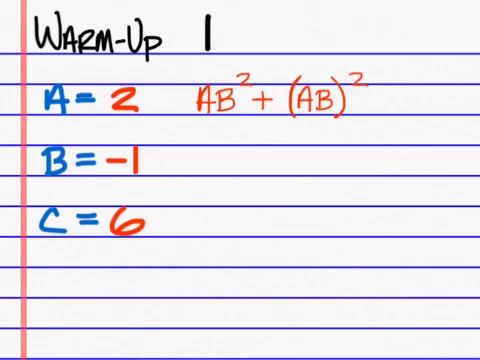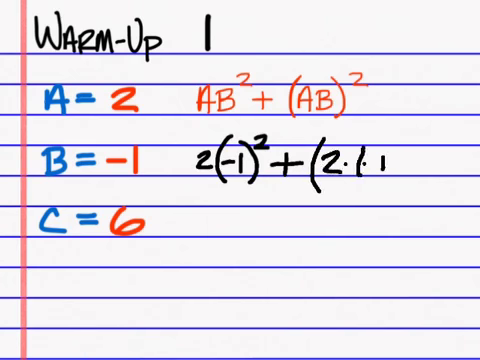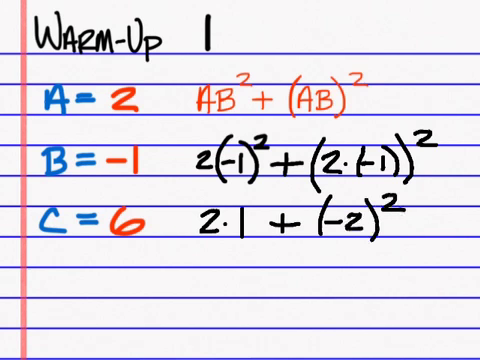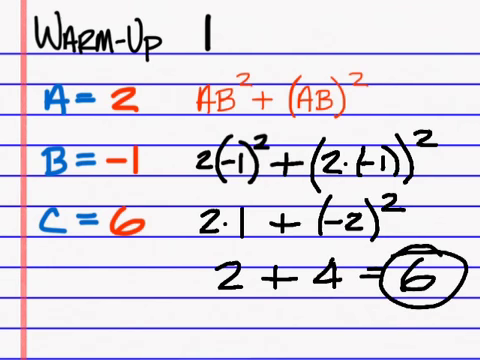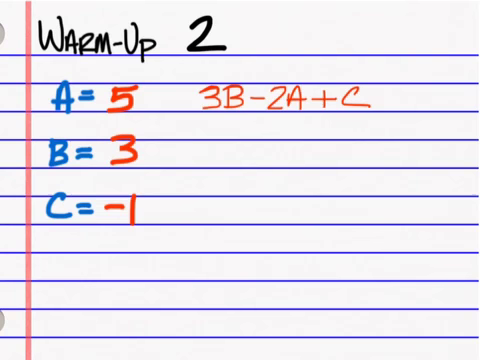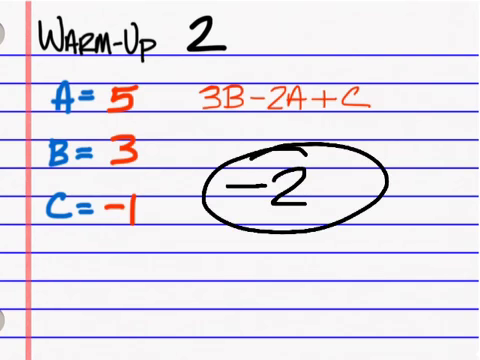For this problem, you must have a, which is 2, times b squared, that's -1 squared. Excuse the interruption. And for this, you'll have 2 times a -1, and then the result squared. So -1 squared is 1, and over here you'll have a -2 squared. So that is 2 plus 4, which is 6. Answer on this should be -2.